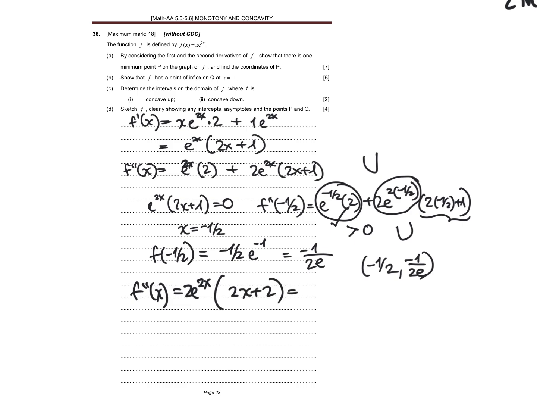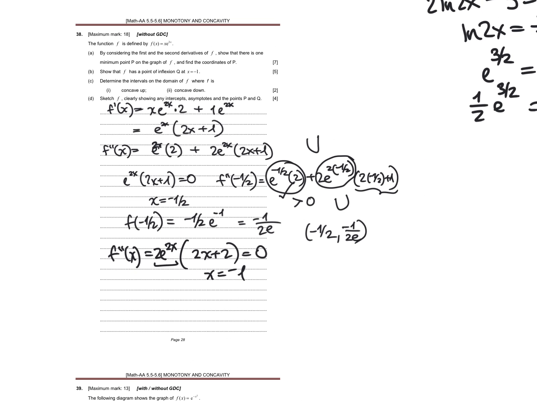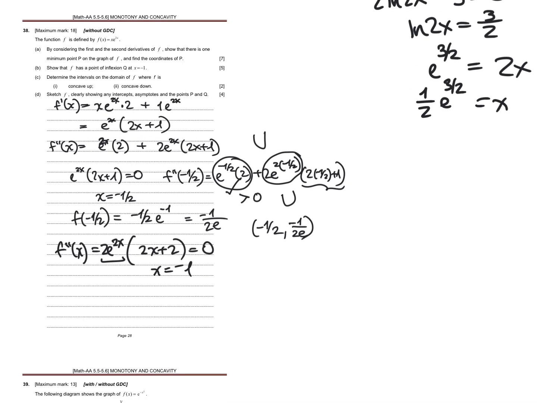So if we want the point of inflection, we set the second derivative equals 0. This is never 0, but here 2x plus 2, we would have x equals negative 1. So that's shown. Determine the intervals on the domain of f where f is concave up and concave down. So we have that there's a point of inflection at negative 1.